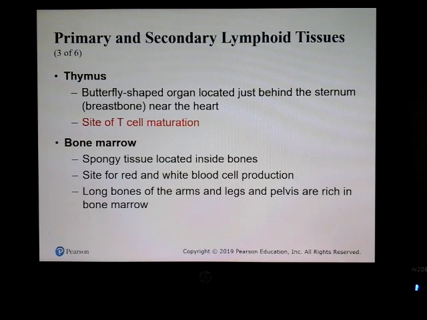Now, our bone marrow is also very important. It's where red and white blood cells are produced. Long bones, like in your arms and legs, are also rich in bone marrow.